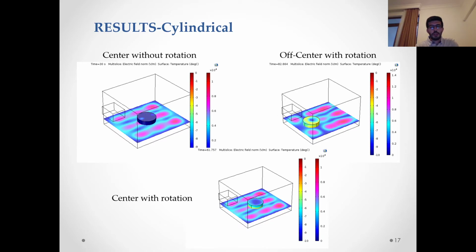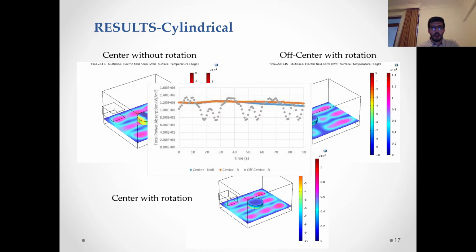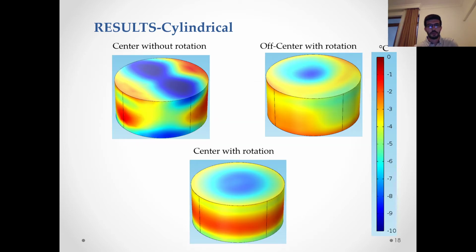But in center with rotation, the sample doesn't change location during the process. Only the side surfaces are exposed to different electromagnetic energy. And the total power absorption of off-center rotation fluctuates more, and this is the proof the sample is exposed to different intensity electromagnetic distribution. Surface temperature distribution: off-center with rotation really improved the temperature uniformity.